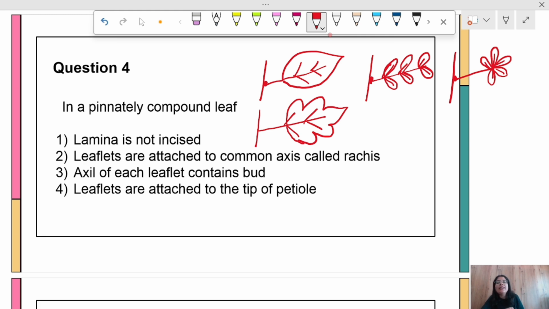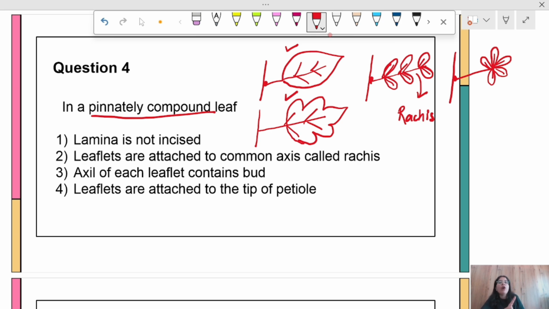Right, so can I say in a pinnately compound leaf, lamina is not incised? No, we cannot say. Lamina can be incised even in the simple leaf also. Just look at this leaf. This is actually the pinnately compound leaf. Here the incision and cutting is that much that it has divided the complete leaf blade into specific small leaflets, and then this midrib will be considered as rachis. And on this rachis, at different positions, you will see leaflets will be attached.